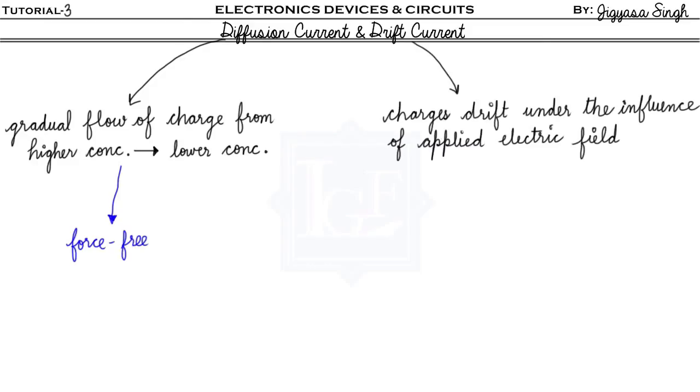Whereas in the drift current, what is happening? We are applying an external electric field which is drifting the charges. So, can I say this is... My triangle looks so bad. This is a forced process.